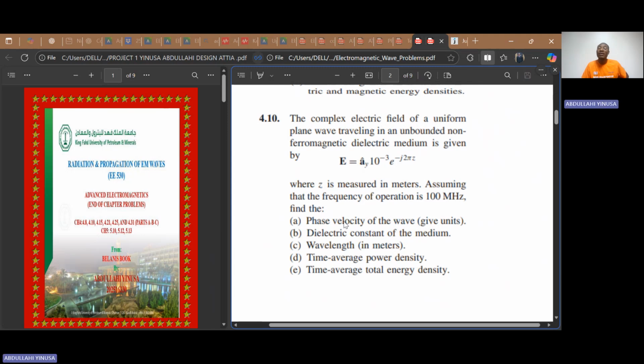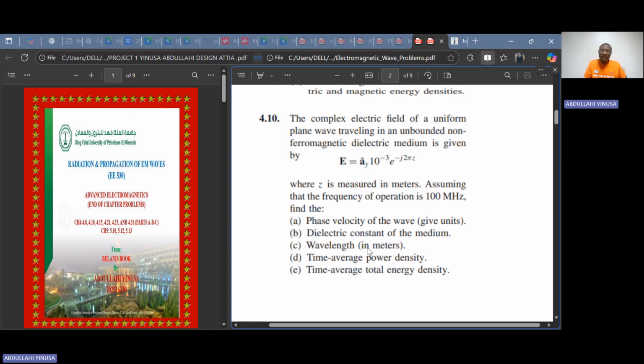VP. Of course, our VP equals C over the square root of epsilon r. Okay, but our epsilon r is not given. That's why we want to calculate epsilon r. How are we then going to arrive at epsilon r? That's the question begging for answers.